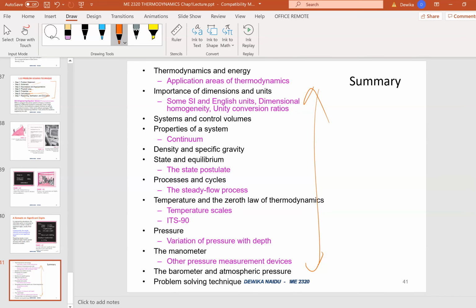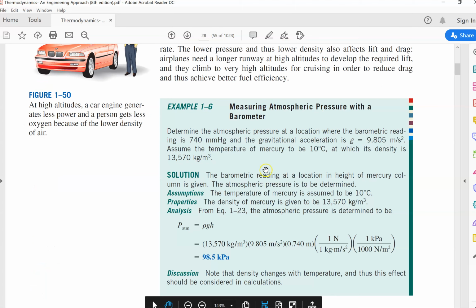I have to go through example 1.6 with you. This is example 1.6 from the textbook. Measuring atmospheric pressure with a barometer. Determine the atmospheric pressure at the location of the barometer reading 740 mmHg, where the gravity acceleration is 9.805 meter per second squared. Assume that the temperature of the mercury is 10 degrees, at which the density is 13,570 kilogram per meter cubed. So how do you solve it?